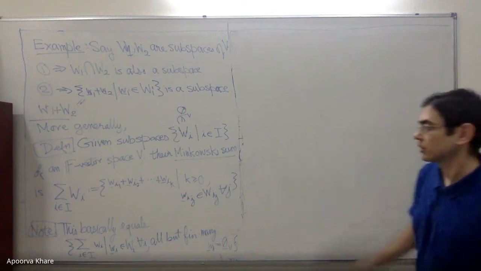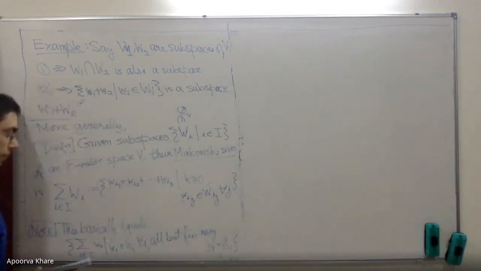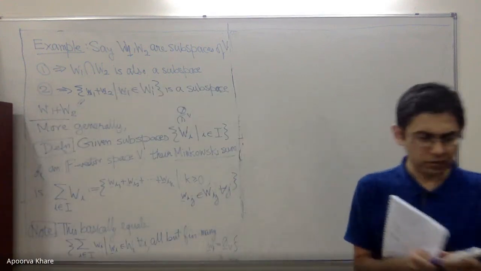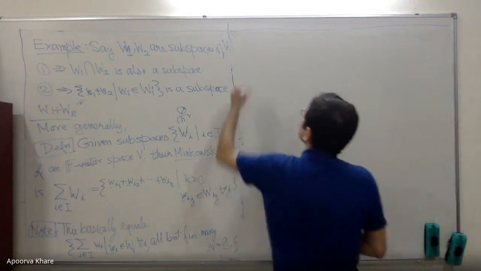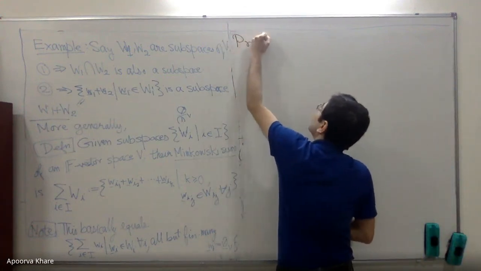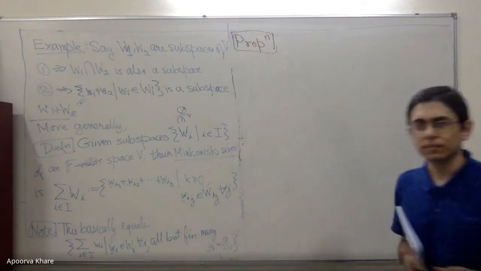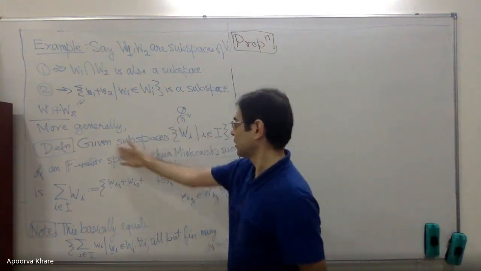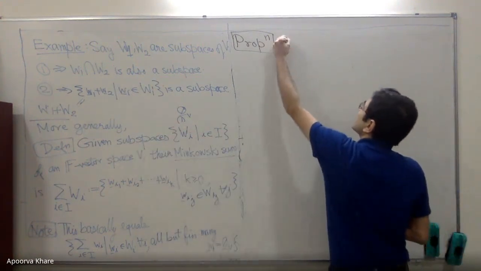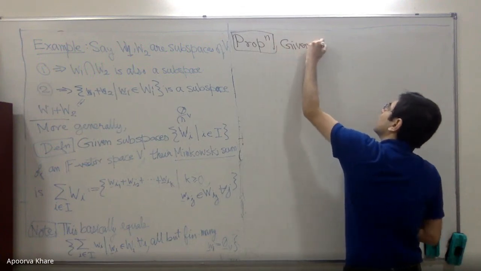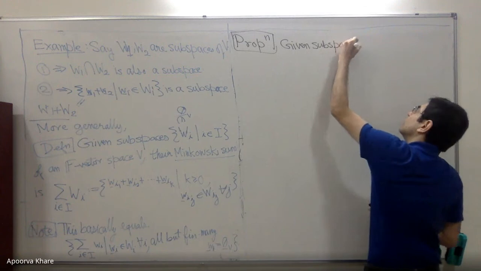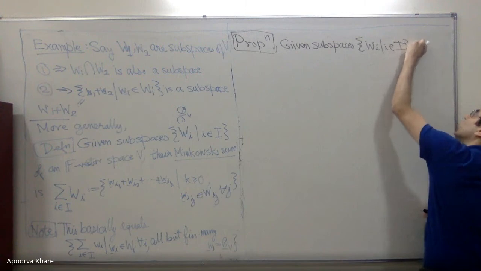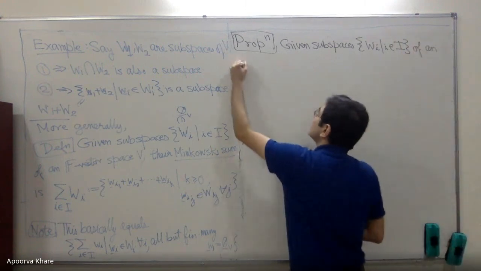Okay, great. So that's the definition of the Minkowski sum. And of course, you have the intersections. Now here is the proposition. I will stop writing proposition and just say prop. Okay, so now I'm given an arbitrary collection of subspaces of an F vector space.